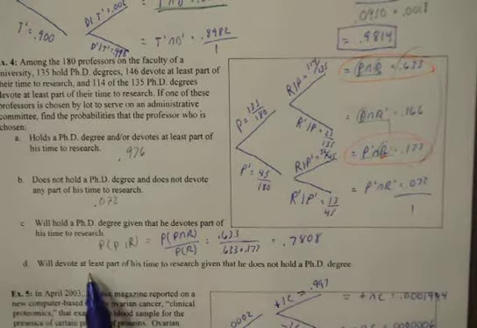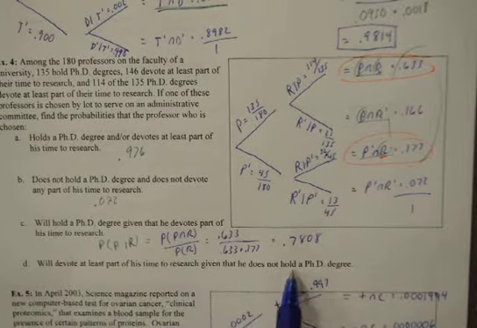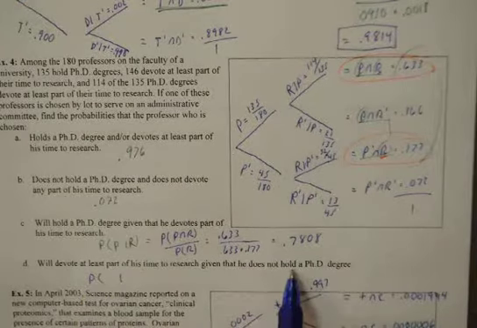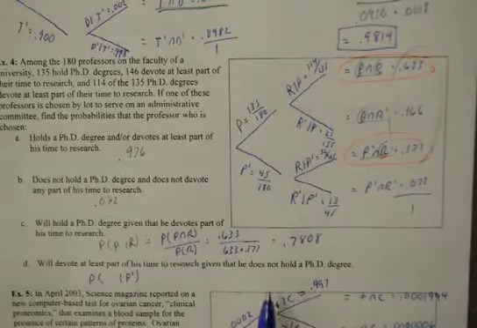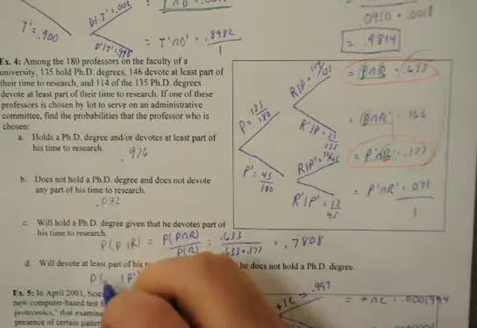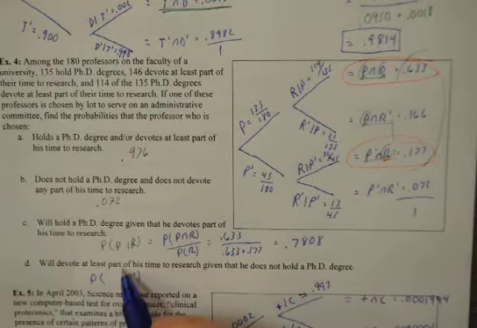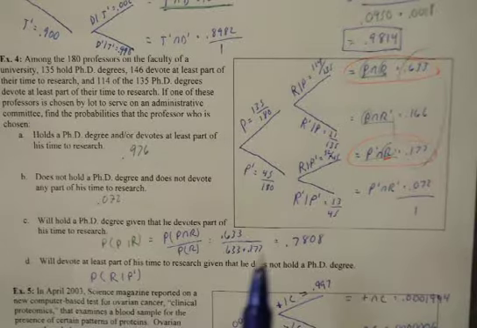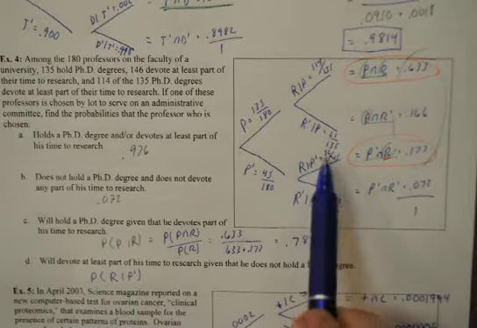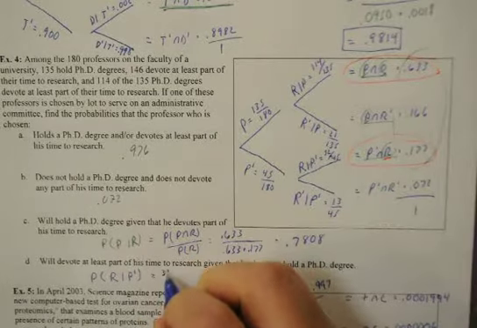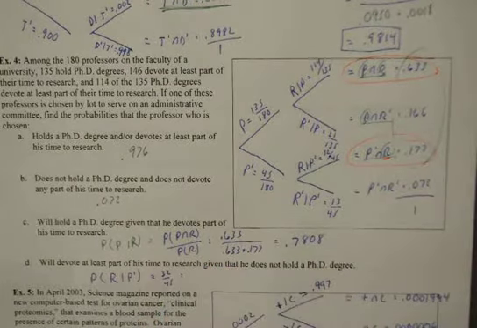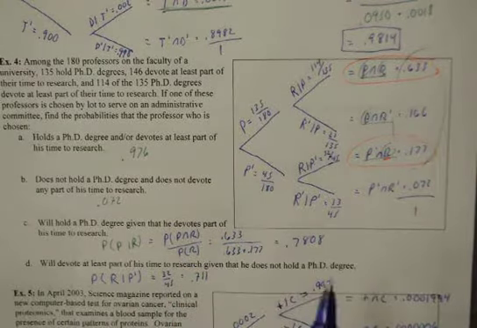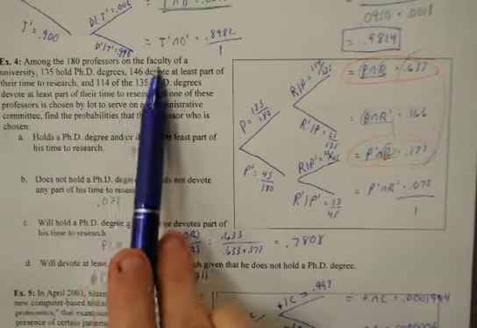And then lastly, will devote at least part of his time to research given that he does not hold a PhD degree. I always put the given in first. Given that he does not hold a PhD, devote part of his time to research. That's what we're looking at right there. In this one, we already have this in our chart. It's 32 out of 45, which is 0.711.